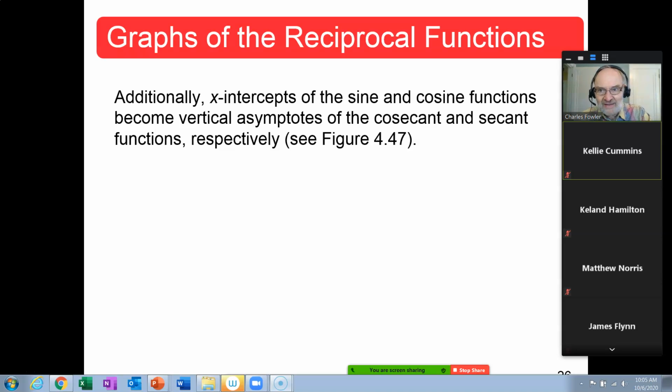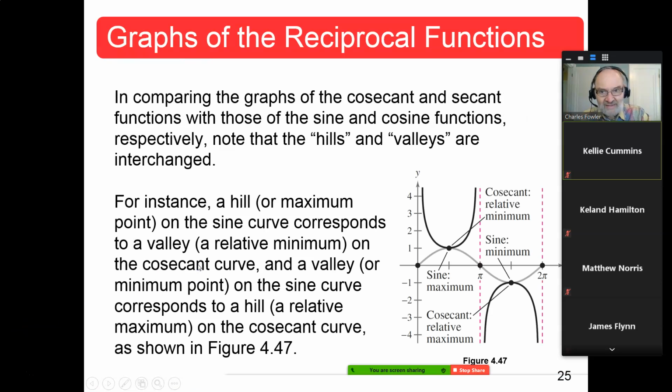Okay, here we go. We're at the bottom of page 311, the paragraph at the very bottom of the page there. In comparing the graphs of the cosecant and secant functions with those of sine and cosine functions respectively, notice that the hills and valleys are interchanged.